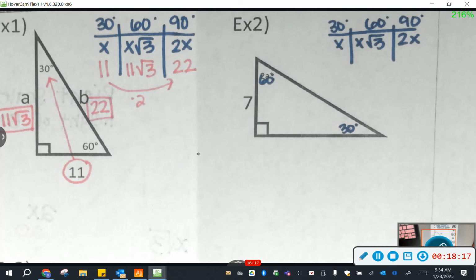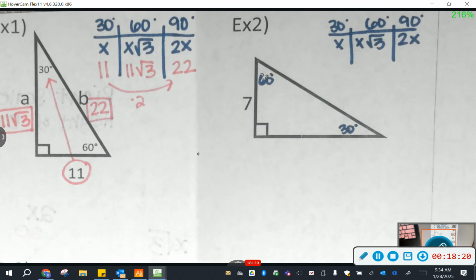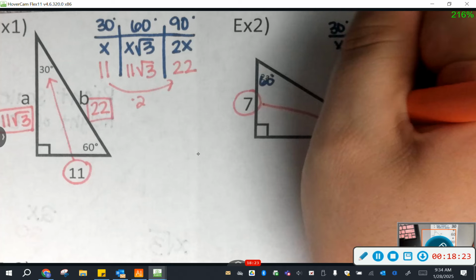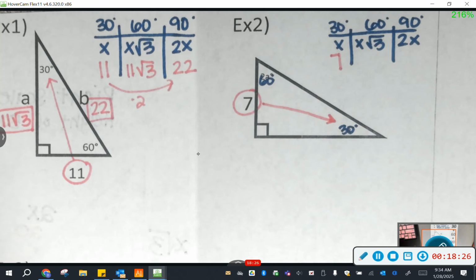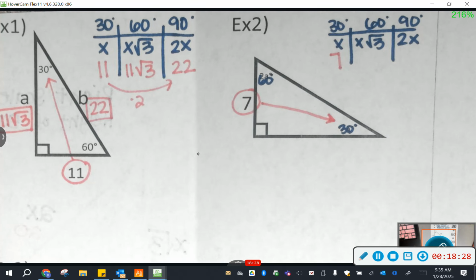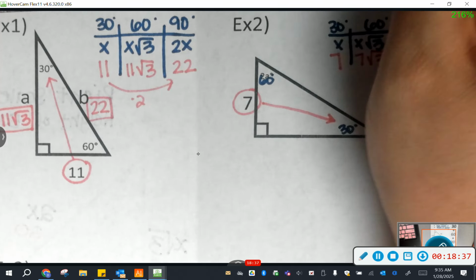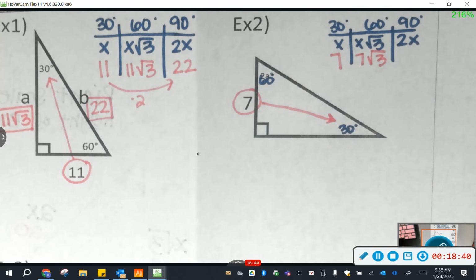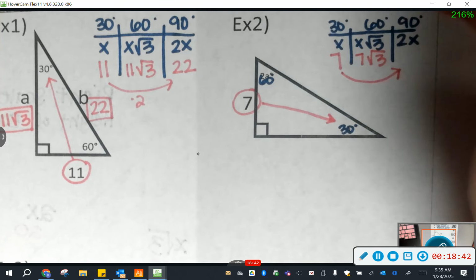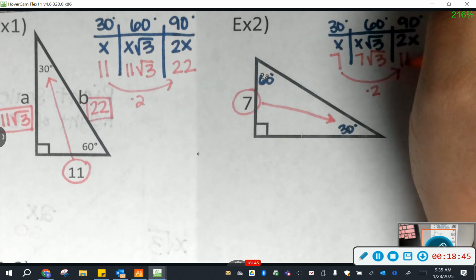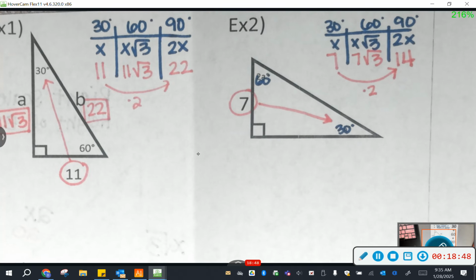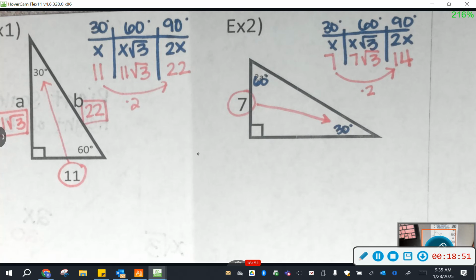And what did I give you? 7. I gave you 7. Where? Across from the 30. So everybody put 7 in your 30-degree column. Can you fill out the rest of this chart? What goes in the middle? Am I going too fast? And what goes on the end? 7 times 2 is 14. Jocelyn, you with me? Jocelyn, pick your head up off the desk. Yep, sit up. It'll help you stay up.